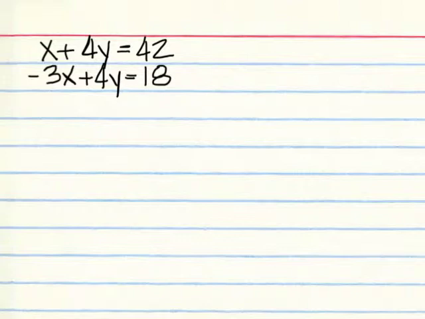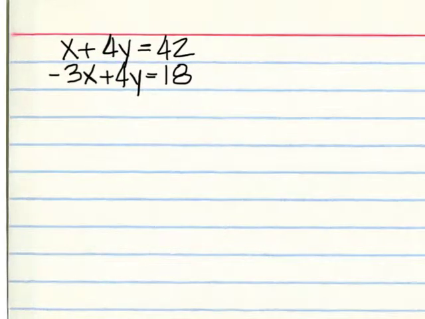x plus 4y equals 42, and negative 3x plus 4y equals 18. Solve the system of equations. The solution for the practice problem: you have a 1 and a 3 out on the left for your x's, but take a look at your y's. You have a 4 and a 4. If you want, you can subtract these two equations. If you have a 4y and a 4y, you can subtract, and these would cancel out.